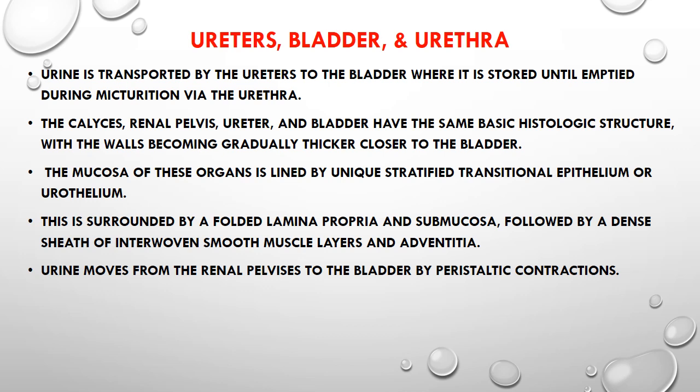So the urine is transported by the ureters to the bladder, where it is stored until emptied during micturition via the urethra. The calyces, the renal pelvis, the ureters, and the bladder have the same histological appearance, with the walls becoming gradually thicker as they get closer to the bladder. The mucosa of these organs is all lined by the transitional epithelium or the urothelium, and it is surrounded by a folded lamina propria and submucosa, followed by a dense sheath of interwoven smooth muscle layers and adventitia. Urine moves from the renal pelvis to the bladder by the peristaltic contractions of the ureter.